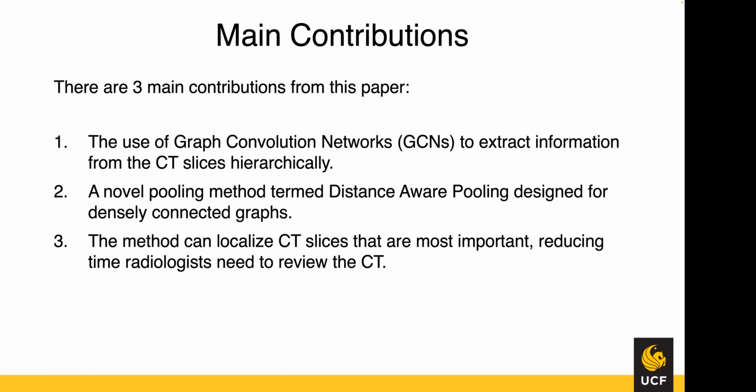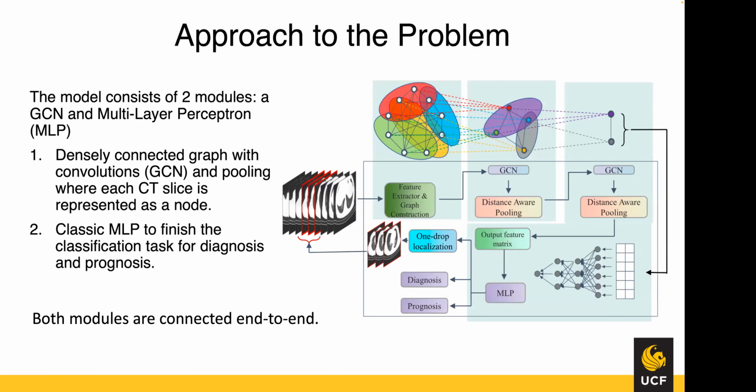And then the last contribution is the method to localize the important or relevant CT slices for the radiologists. Okay, so the approach to the problem, like I said, is to use a graph convolution layer, but actually that's just the first part of it. The model is actually made up of two separate modules, so to say. The first is the graph convolution layer.